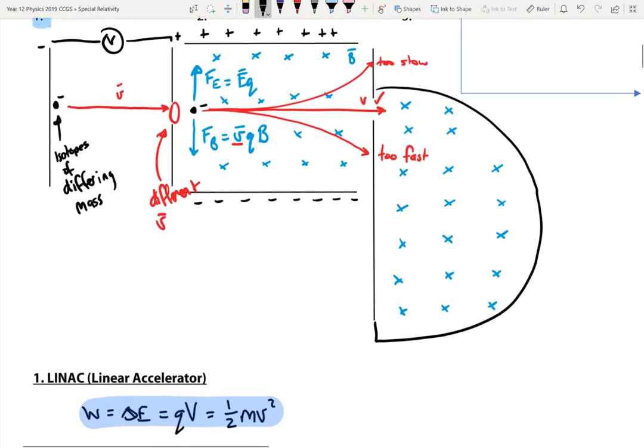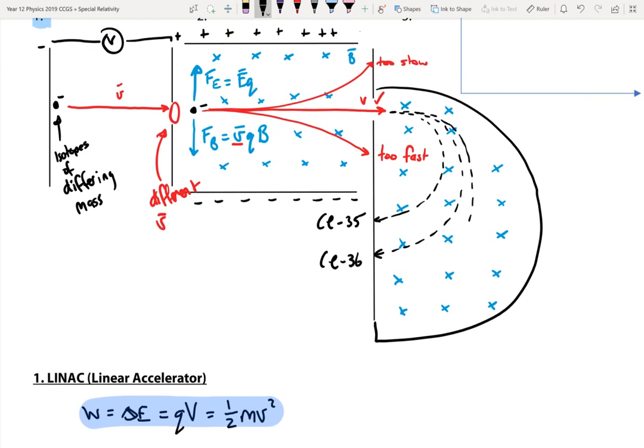So, let's sketch a couple. Let's sketch our good old chlorine 35, nice semicircle there. Now let's draw our slightly more inert, slightly more resistant to change, slightly greater radius chlorine 36. And then again, slightly more inert, slightly more resistant to change, chlorine 37.